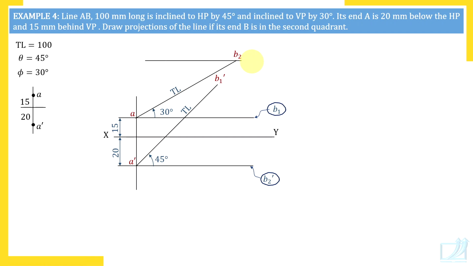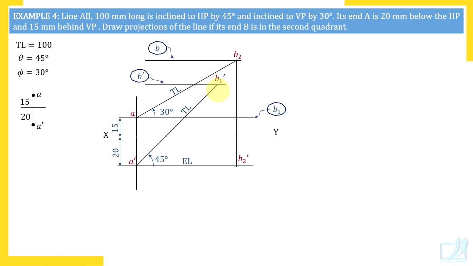Horizontal line through B2. Which other point is on this line? B. B and B2 lie on the same projector. Now vertical line through B2, and here you will get B2 dash. A dash B2 dash is EL. Now through B1 dash, horizontal line. Which other point is on this line? B dash.